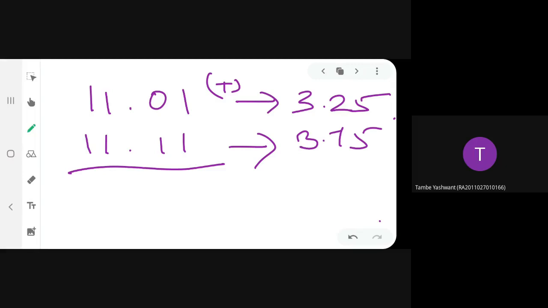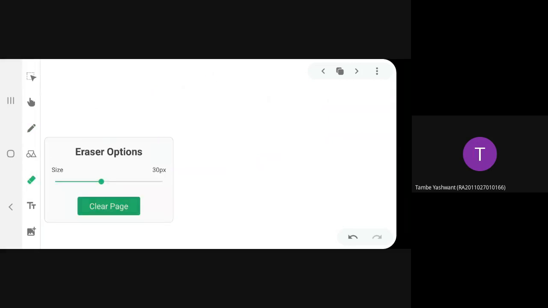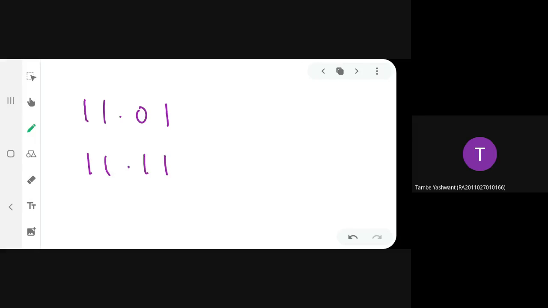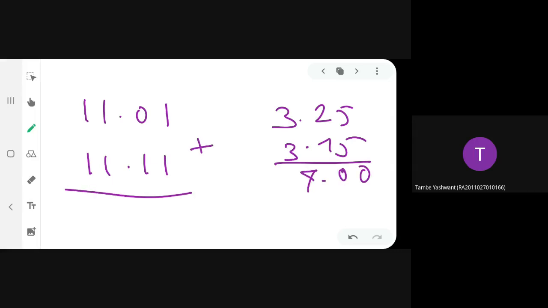Now you add it. 11.01 and 11.11, that is 3.25 and 3.75. The answer in normal addition will be 7. So if you add these two binary numbers, what will be the answer? Decimal is of base, radix 10. So what is the equivalent binary number for 7?